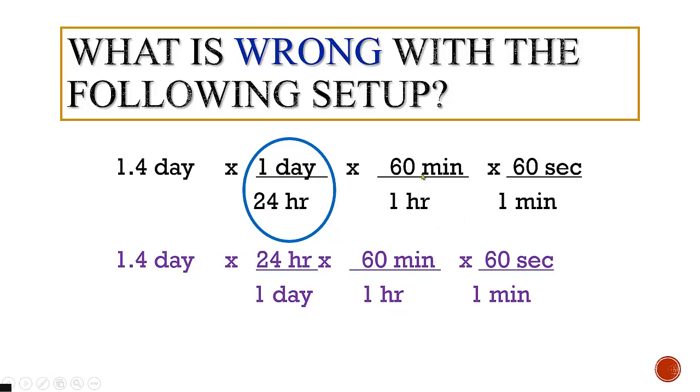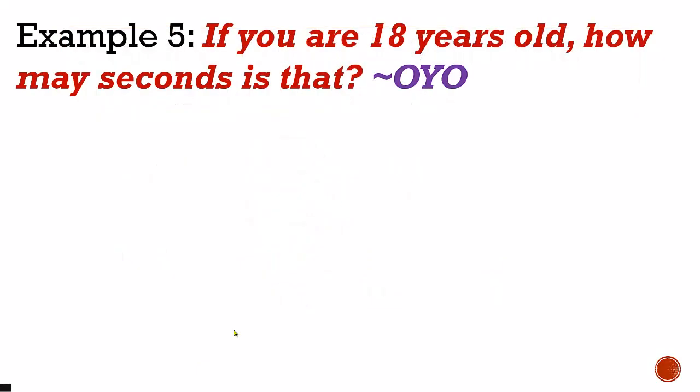Oh, 1 day, 24 hours. It's really easy to get off. So make sure you set your conversions up in the correct order. You want your units to cancel.